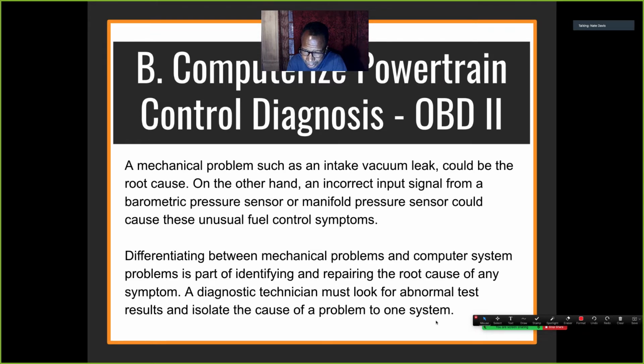Differentiating between mechanical problems and computer system problems is part of identifying and repairing the root cause of any symptom. A diagnostic technician must look for abnormal test results to isolate the cause of the problem to one system. And this is what the ASE test is about. When they ask you a question, you've got to isolate that problem by looking at the data. I'm going to show you some examples in a second. By looking at the data, you've got to isolate the root cause of the problem. Let's keep in mind the whole test is a diagnostic test to figure out the root cause of each issue.